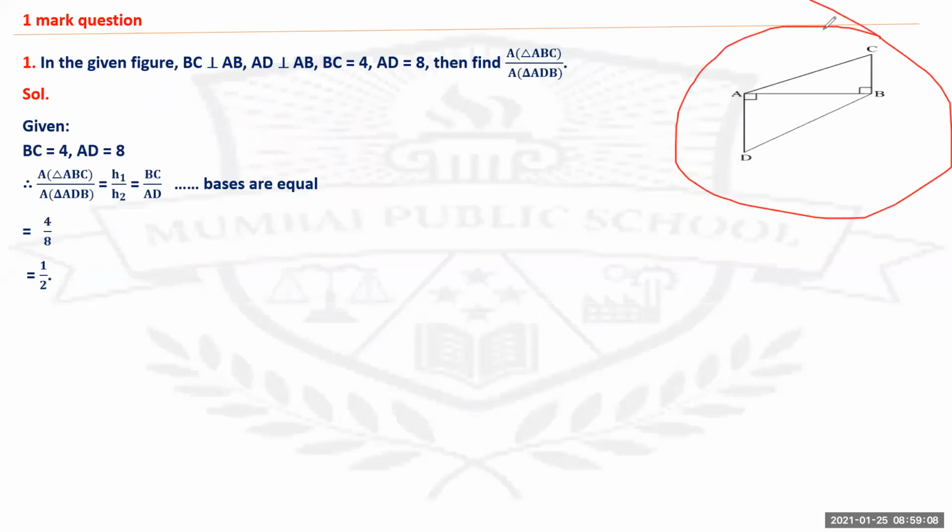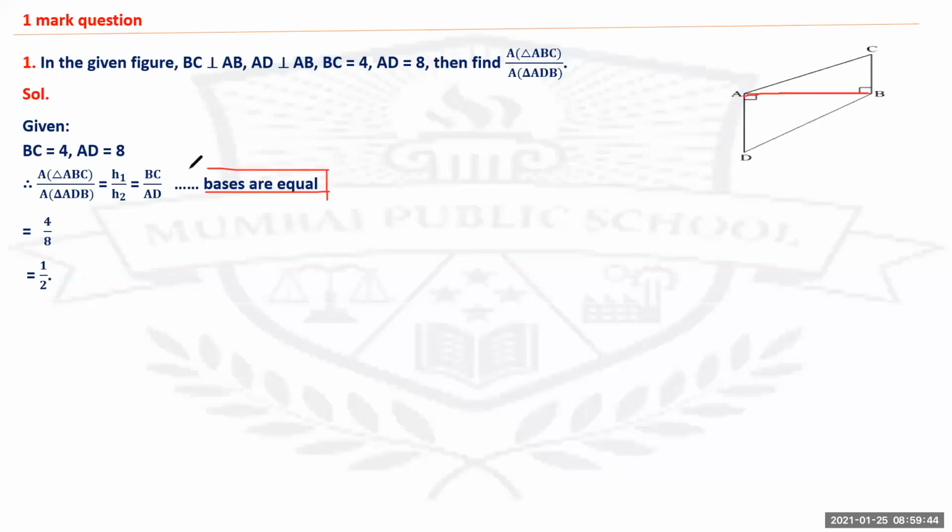Now look at this figure here. Understand? ABC and ADB. Check, ABC is here and ADB is here below. Now check, can you get this line AB here? What do you understand from that line AB? This line AB is common for both the triangles. So that means the bases are equal for both the triangles. So that means the corresponding ratio of the triangles would be given in terms of their heights.